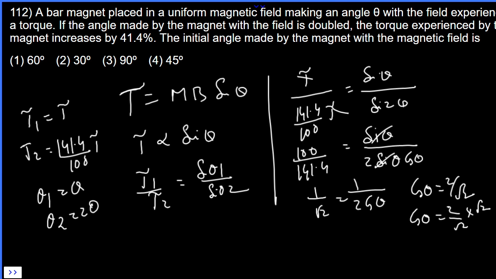Here, a small change: cos theta is equal to root 2 by 2. From this, theta is equal to 45 degrees. Option number 4 is the correct one.